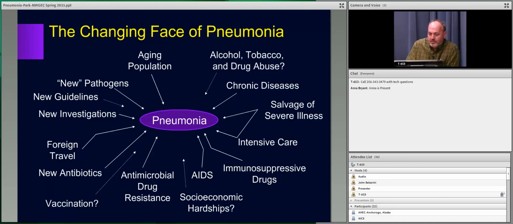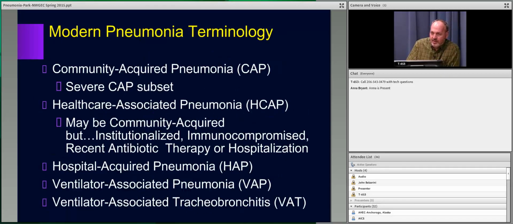New antibiotics occasionally come out. People experiencing foreign travel are picking up new pathogens from other parts of the world. And we have new studies and guidelines and pathogens that are being identified. So it's become quite challenging to keep track of all this. So we'll try and keep it simple.